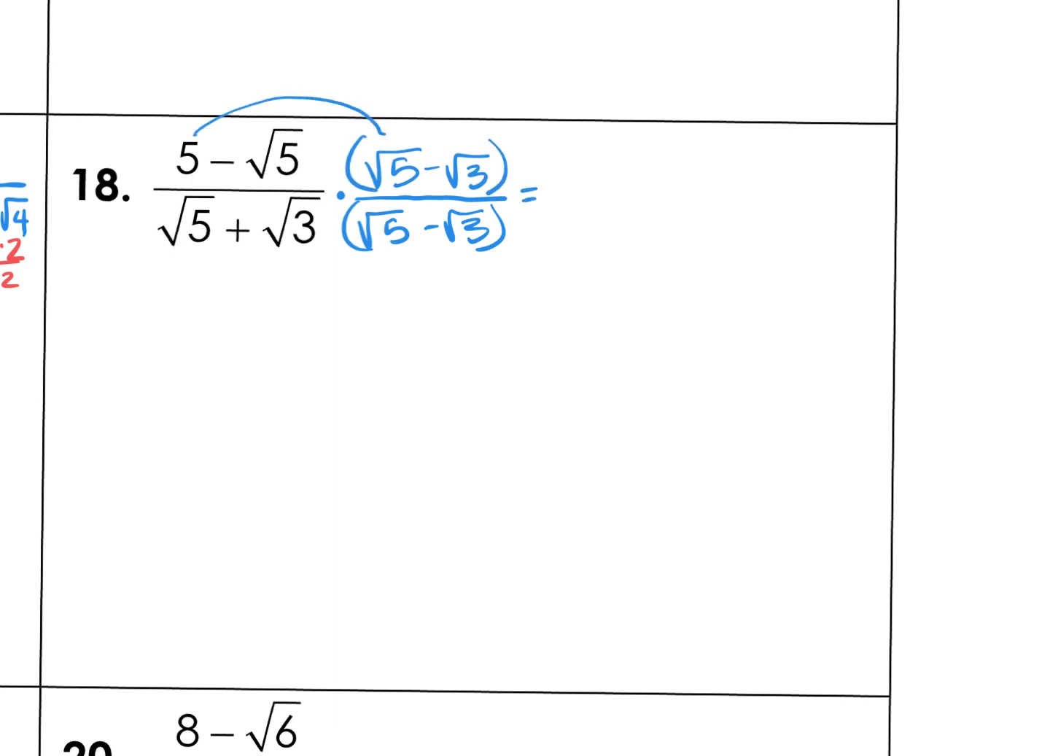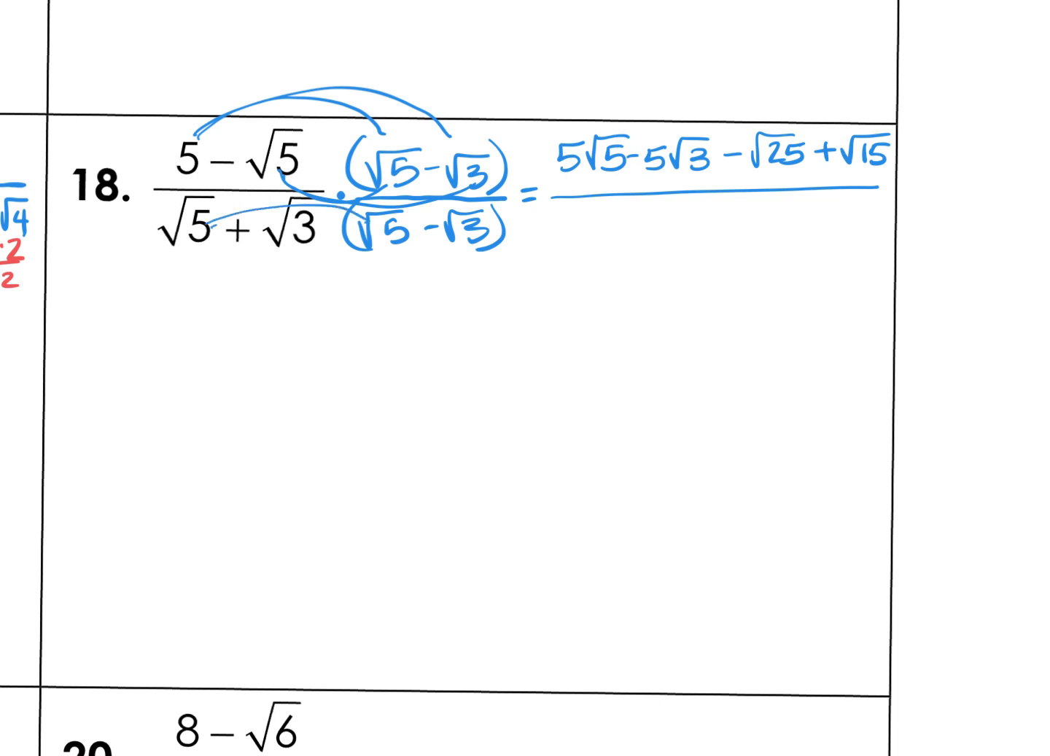So we have 5 times root 5, 5 times root 3, negative root 3 times positive root 5, and then negative root 3 times negative root 3. Over square root of 25 minus the square root of 15 plus the square root of 15 minus the square root of 9.